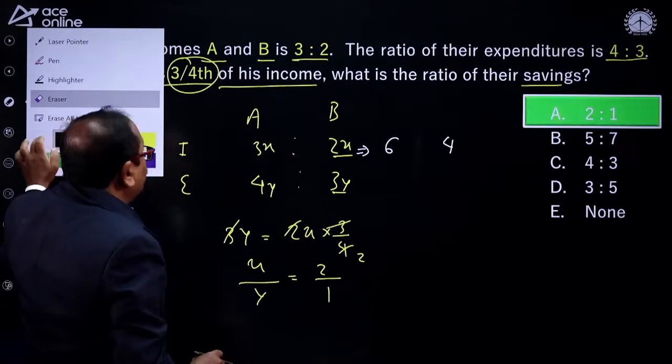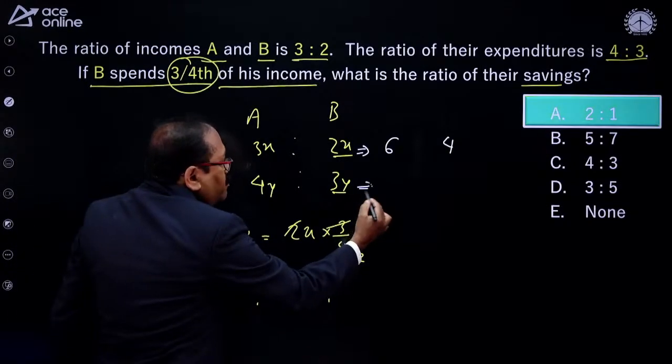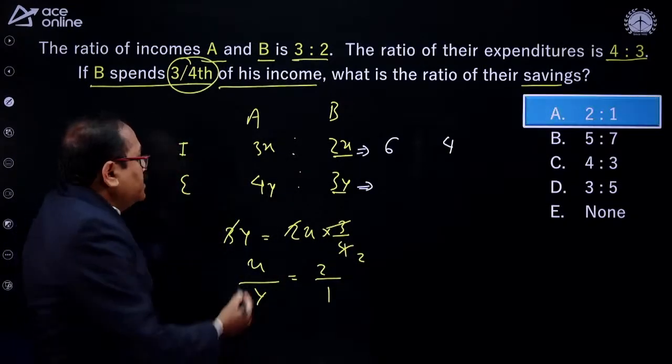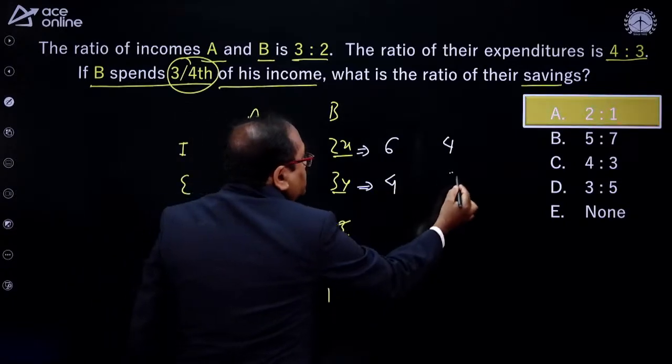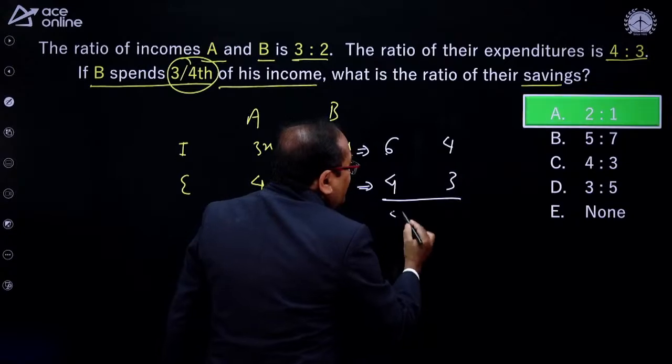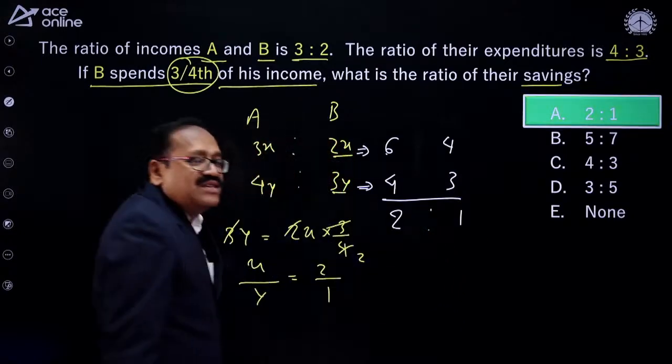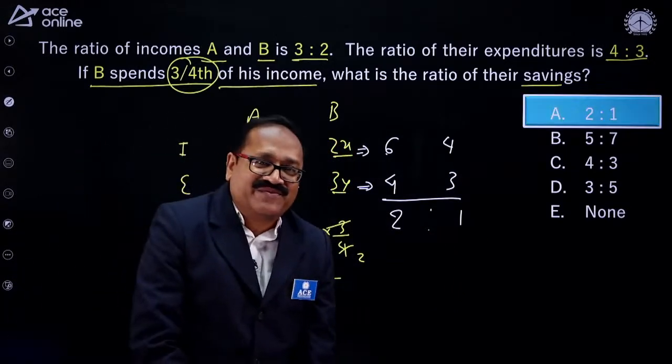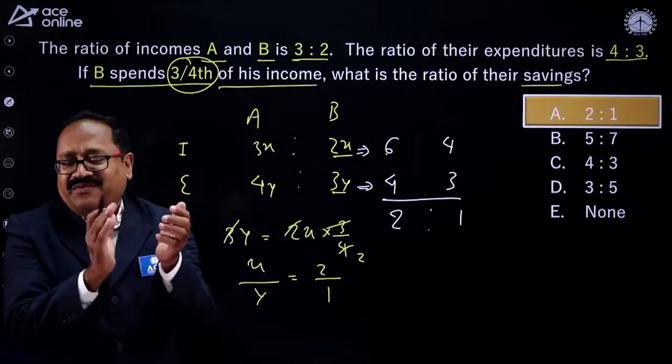Now coming to the next one. What is Y? Y is equal to 1. Then this is 4 and this is 3. So this is your income, this is the expenditure. If you take the difference, you are getting 2 and 1. So the saving ratio is 2:1. Well done here, my all young friends.